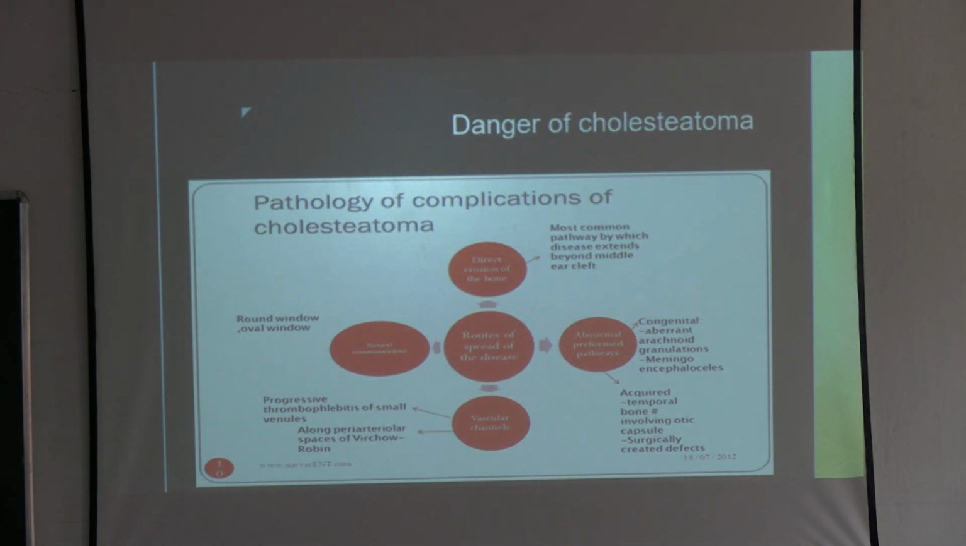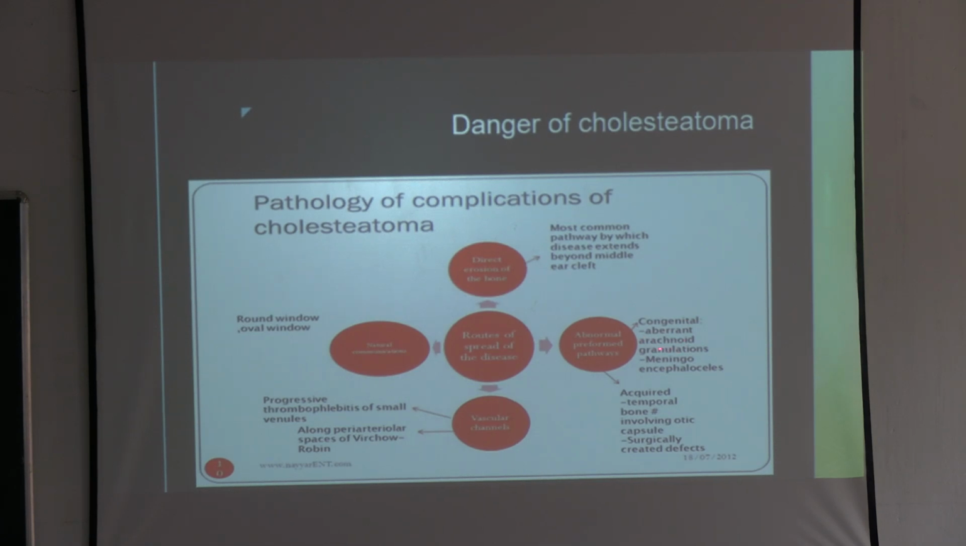Now, dangers of cholesteatoma. What are the dangers of cholesteatoma? First, along the perivascular space of varicose vein, progressive thrombophlebitis of small vessels, round window, oval window. Through the round window, oval window, infection in the middle ear may spread into the inner ear.